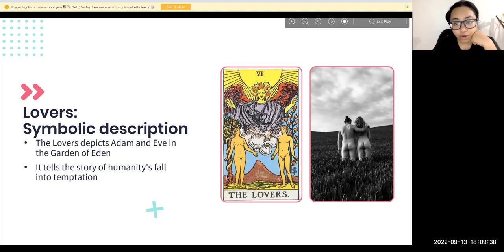But then you can also see a snake here. In the apple tree there is a snake, and if you remember the Adam and Eve story, the snake was evil, and that was nothing but a temptation. And that is how each one of us, human beings, fall into the trap of temptation. Then what happens? So that is the story. The Lover's card is depicting the story of that. So the snake is representing the temptation.